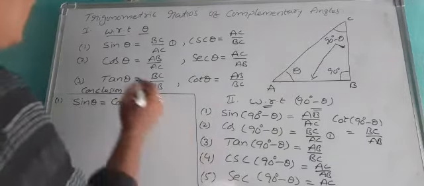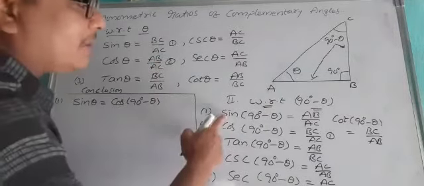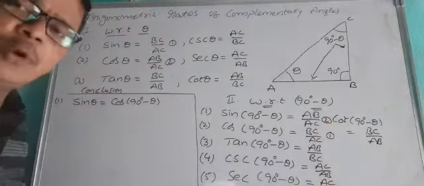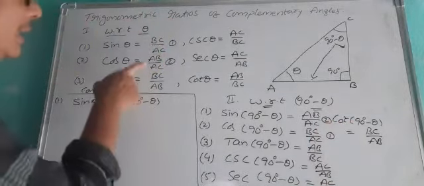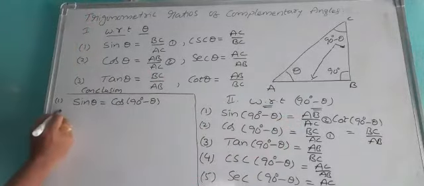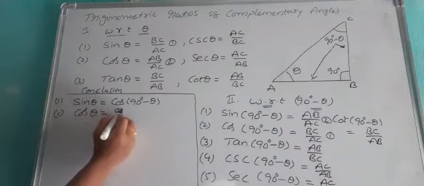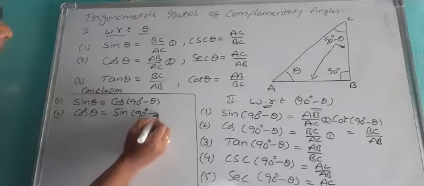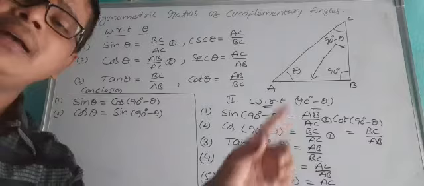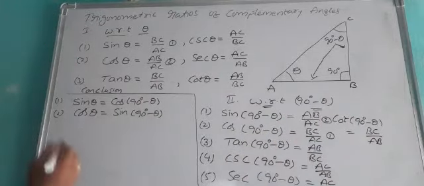Now the second one. Here cos theta equals AB by AC, and sin 90 minus theta is also AB by AC. So both are equal to each other. This ratio is AB by AC, and this ratio is also AB by AC. That means, second one, cos theta equals sin 90 minus theta. So they are mutually complementary angles to each other. Sin 90 minus theta gives cos theta, and cos 90 minus theta gives sin theta. So this is one pair.